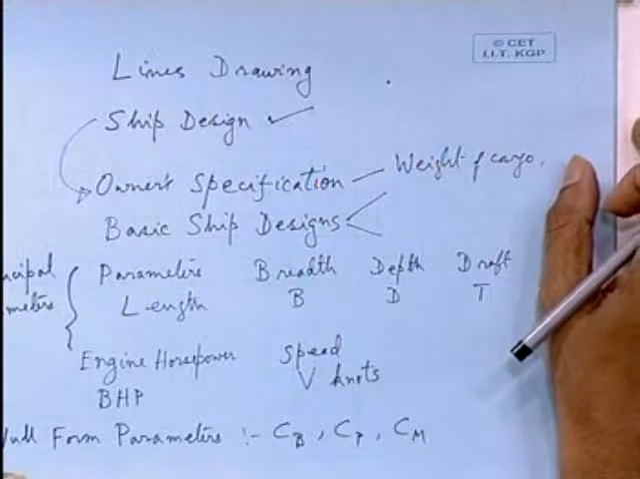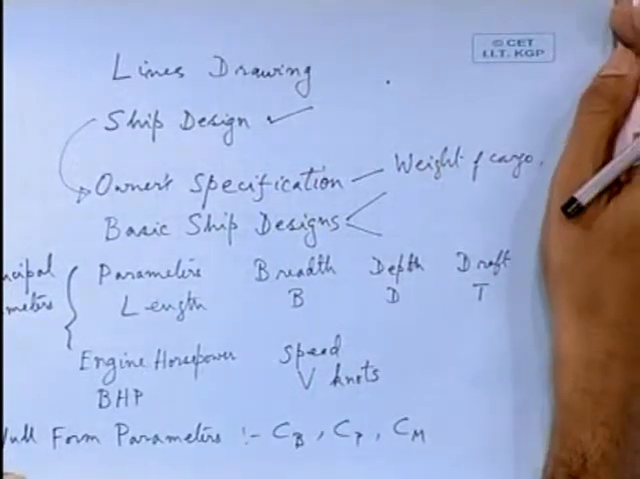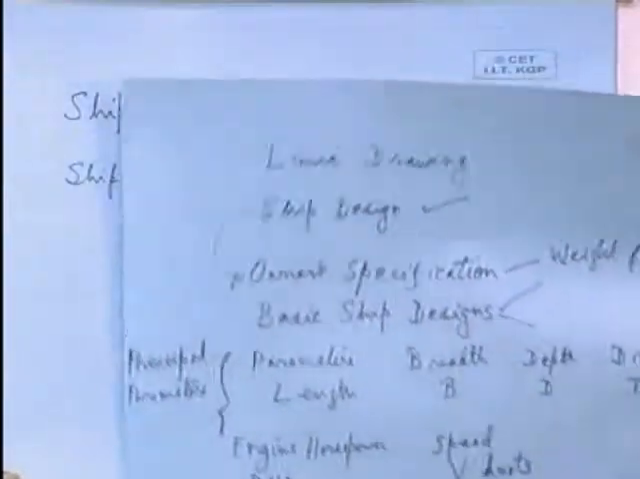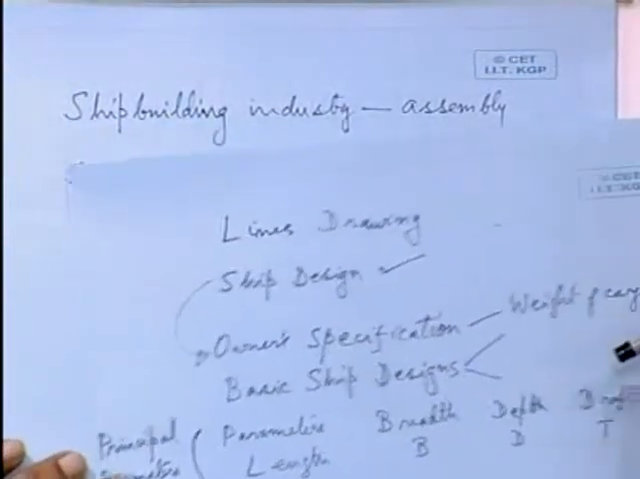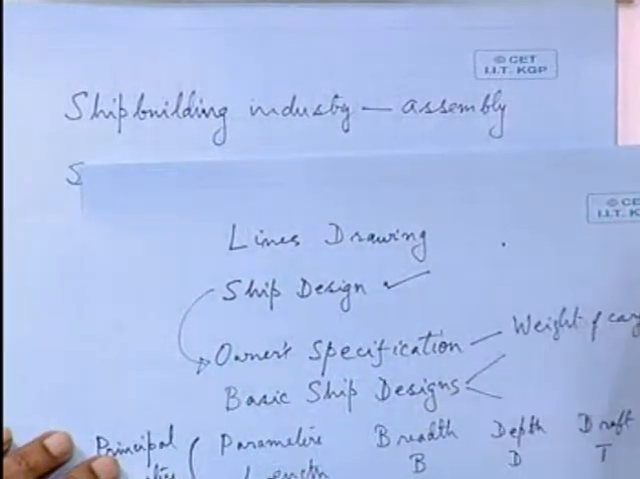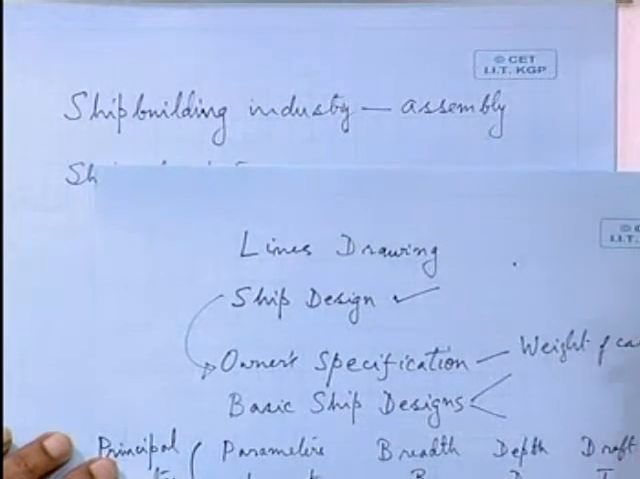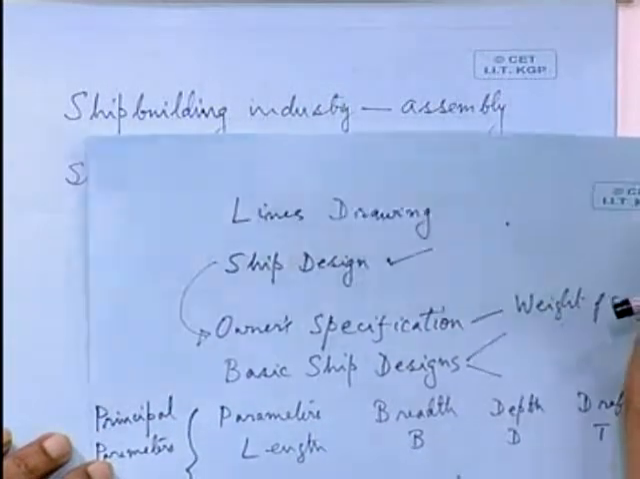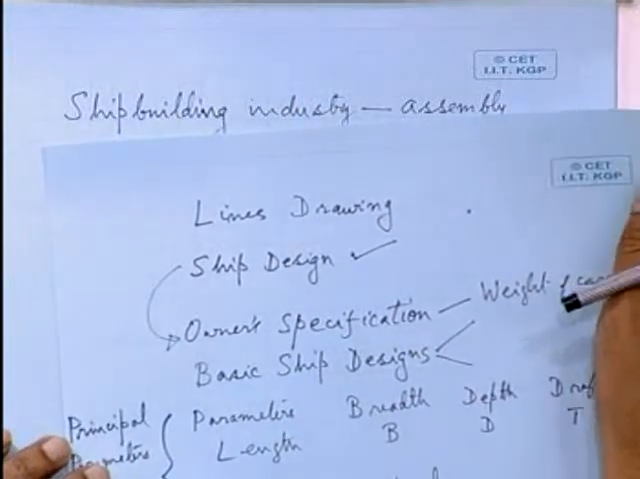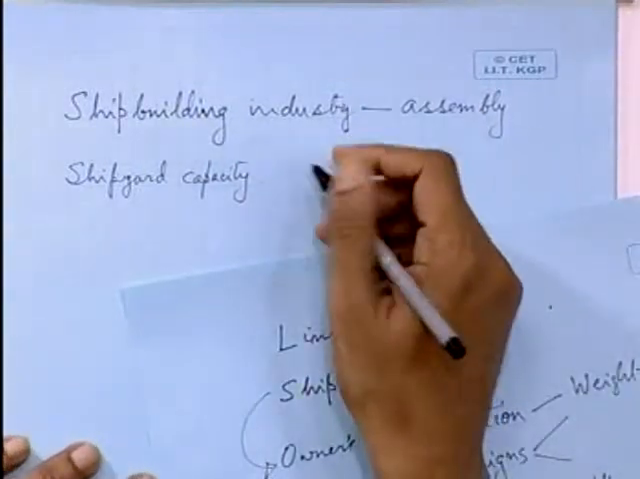So normally the owner has to satisfy himself that the yard has the capacity and the quality to build a ship at a certain specific time. If he is not satisfied, all this is built into the contract. Even if the contractual price of the ship is found to be very low, he should not go into that kind of contract. Otherwise he will lose a lot of money. So shipyard capacity has to be clearly configured.